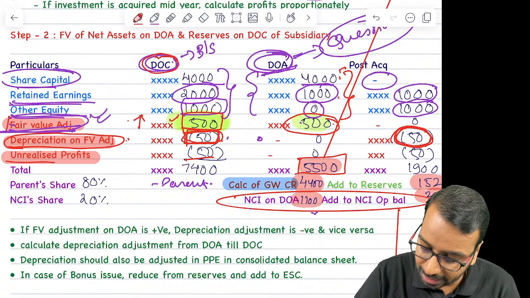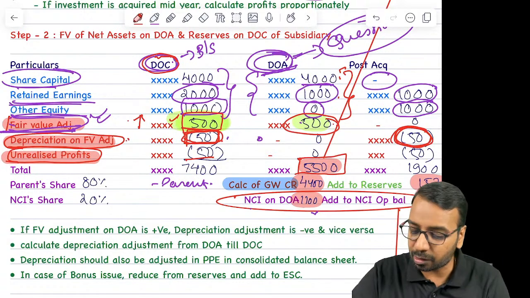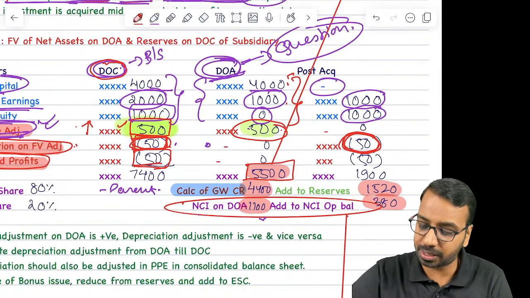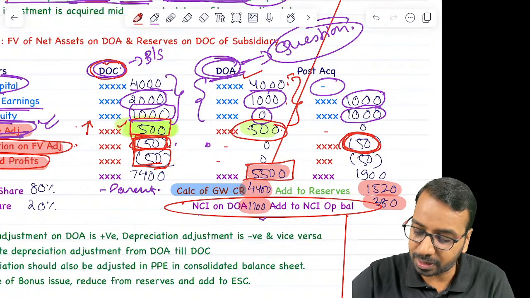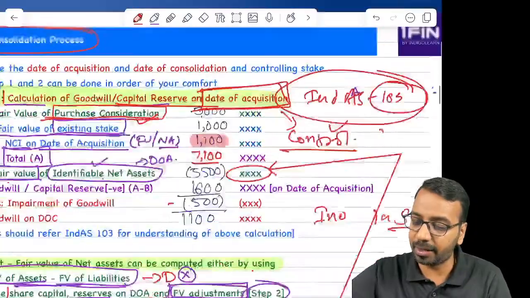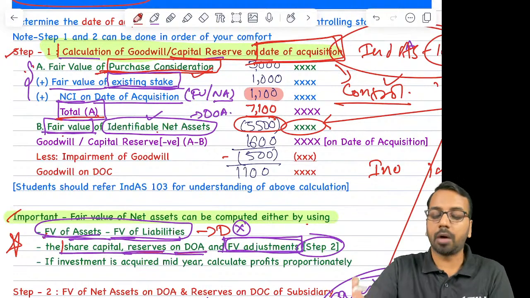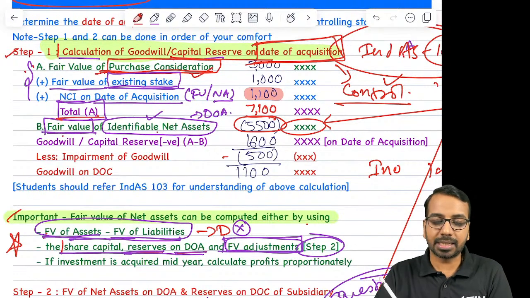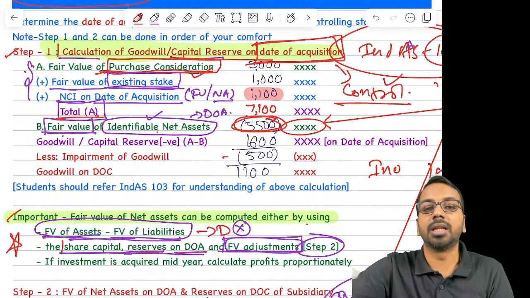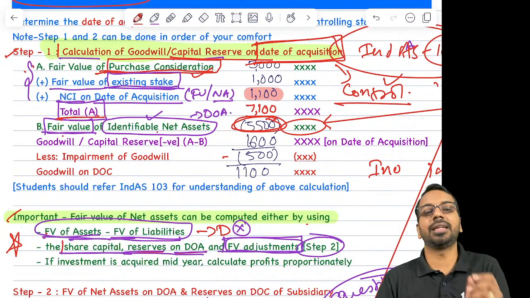Then if there is any unrealized profit when the subsidiary sells goods to the parent, that also will be adjusted on the date of consolidation. Now, as far as goodwill calculation is concerned, we will take equity, share capital, retained earnings, other equity, all of that, plus the fair value adjustment, this total of 5500, and we will plot it here. If the total of purchase consideration, fair value of existing stake and NCI on date of acquisition is more than the net assets, the difference is goodwill. And if the net assets are more, then it becomes capital reserve.